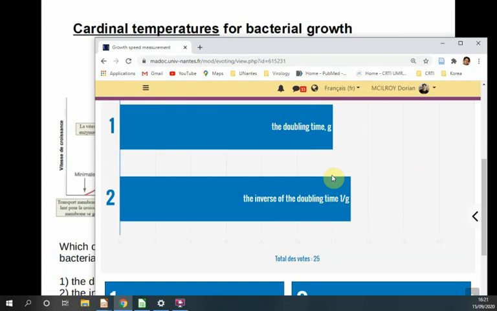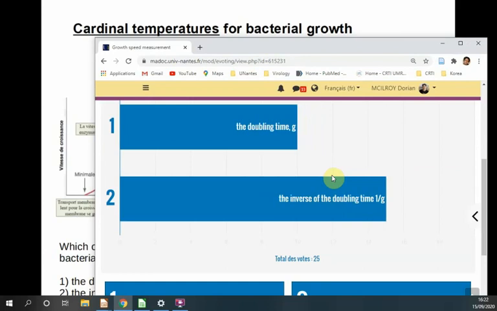So half of you say the doubling time is a measurement of the speed, and half of you say no, it's the inverse. Well, think about it. If your doubling time is 1 hour, are you growing faster than a bacterium with a doubling time of 10 hours? If the doubling time is smaller, the growth is faster, right? So this is the right answer: it is the inverse of the generation time. The longer it takes to double, the slower the growth is.